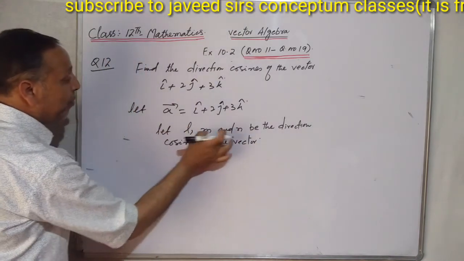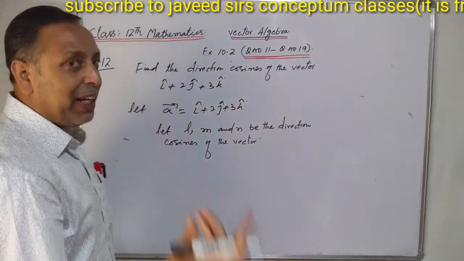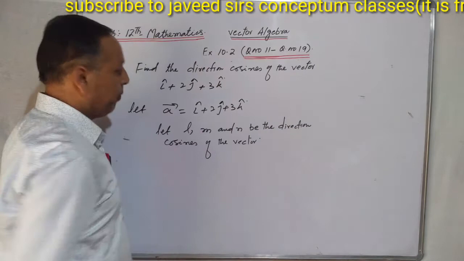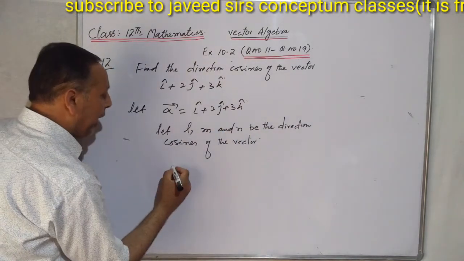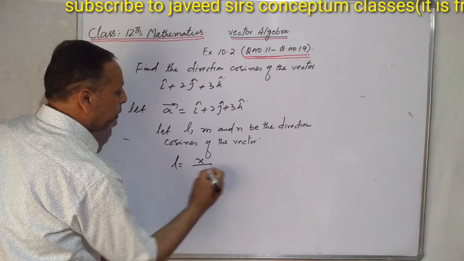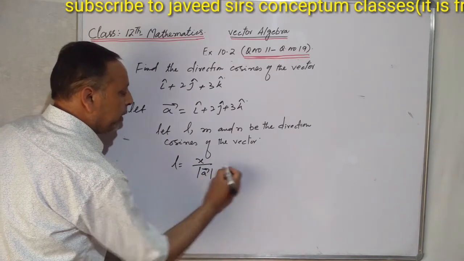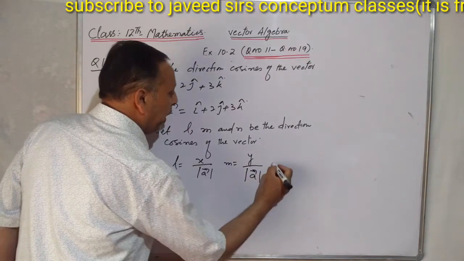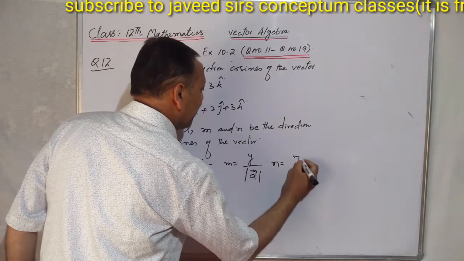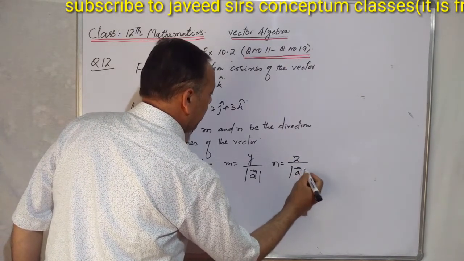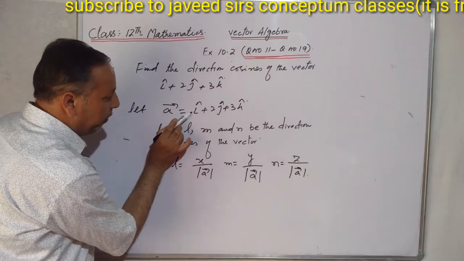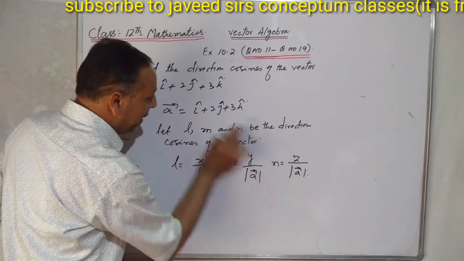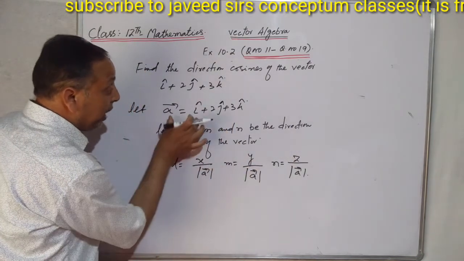Now, what is l, m and n? Direction cosines are actually the cosines of the angles made by this vector with the x axis, with the y axis and with the z axis. l is always given by x over magnitude of vector A, m is given by y over magnitude of vector A, and n is given by z over magnitude of vector A. x is the coefficient of i cap, y is the coefficient of j cap, and z is the coefficient of k cap in vector A.